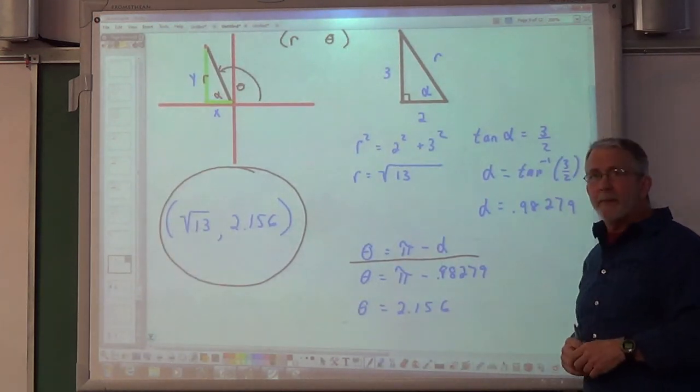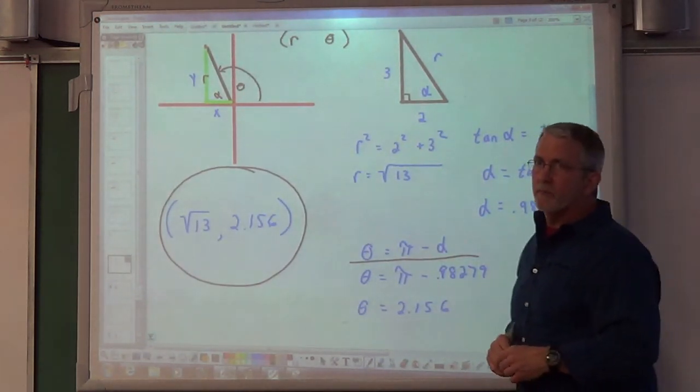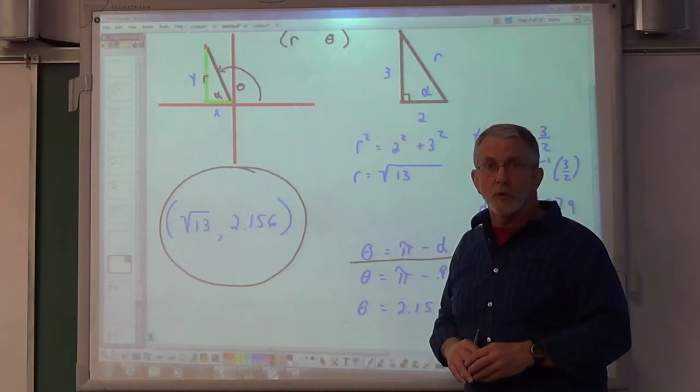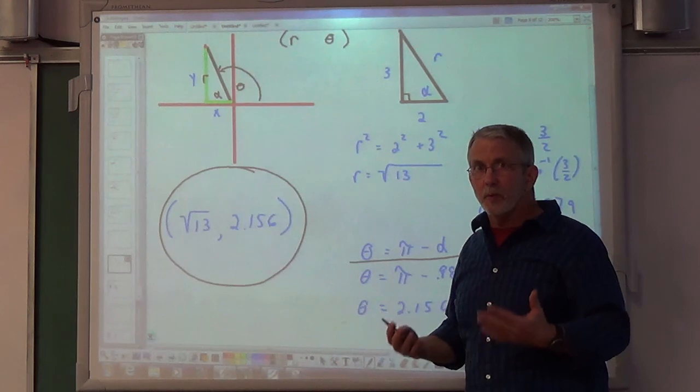I think we're going to stop it there. This is going to be the end of polar coordinates part 1. We'll continue with polar coordinates part 2 and look at some graphs of polar functions.